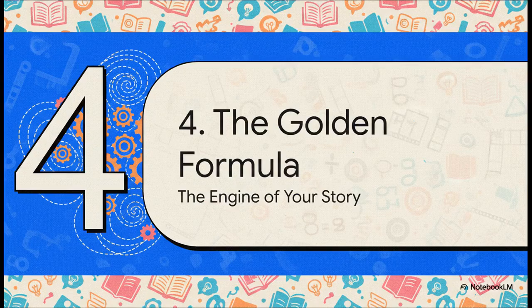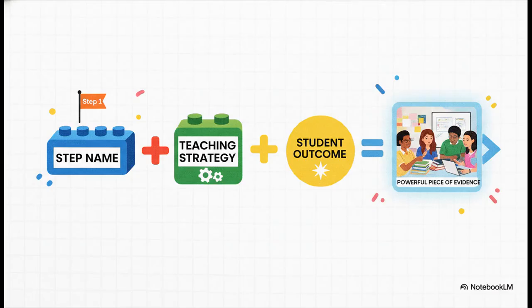Okay, now for the engine of your visual story. This is a simple but incredibly powerful formula that is going to completely change how you caption your classroom photos. This formula is absolutely key. Every single caption you write needs these 3 parts: what step of the lesson you're in, the specific teaching strategy you're using, and the direct student outcome you're seeing. This structure is non-negotiable, and for a good reason. It forces you to connect your professional action to a real, tangible result. It turns a simple snapshot into powerful evidence.